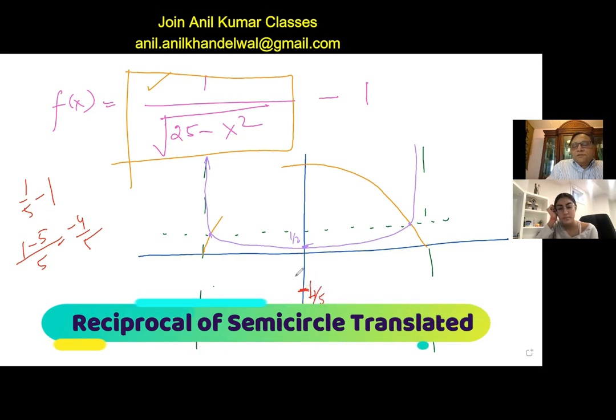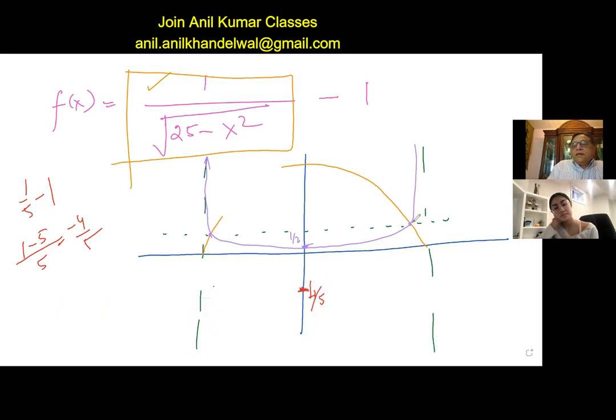Minus 4 over 5. Do you see that? So this point comes at minus 4 over 5. Those points now become your x-intercepts. So you see that? Yes. And then you sketch your graph. Is that clear to you?